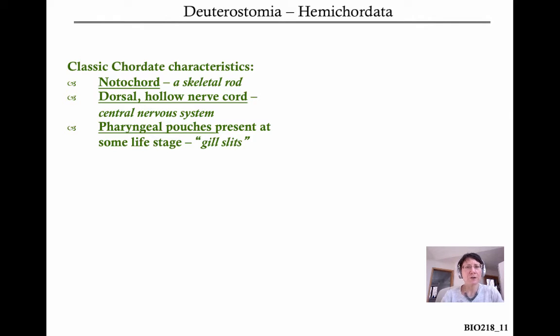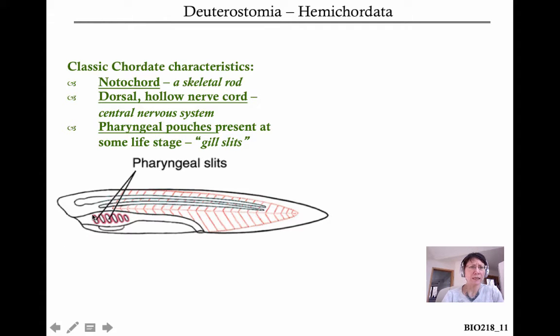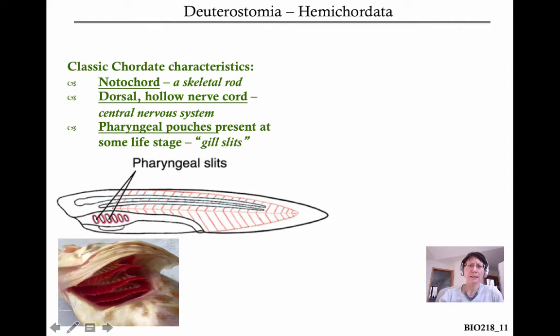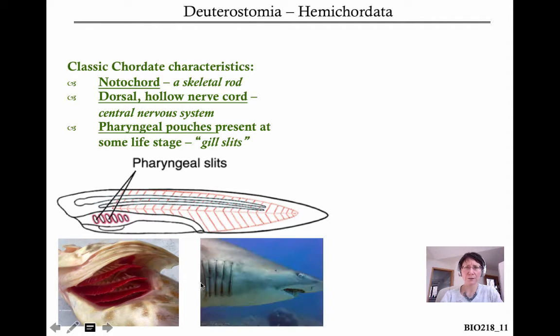The third feature are those pharyngeal gill slits or pharyngeal pouches. In more ancestral taxa, they are used primarily for feeding in coordination with the endostyle. Later on, and we'll talk about this evolutionary transition, they are co-opted and modified to be respiratory structures.